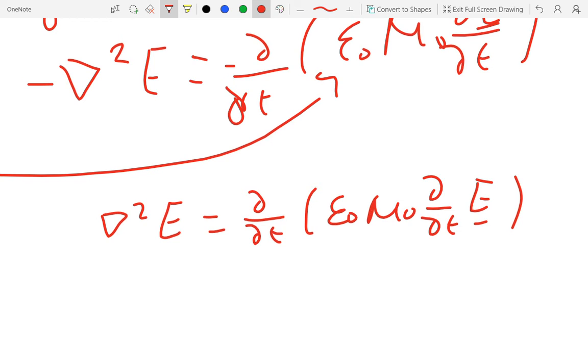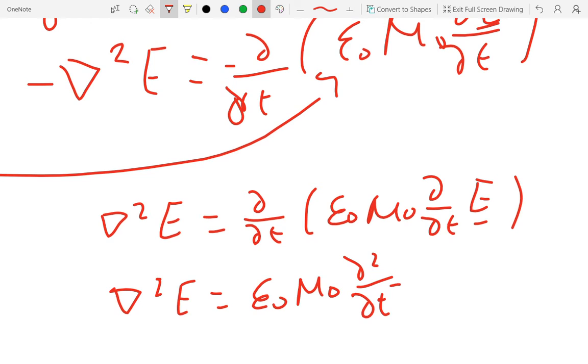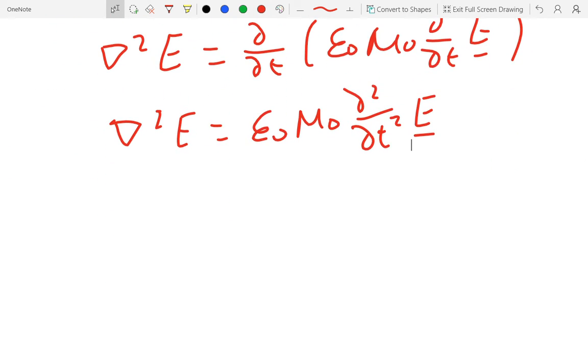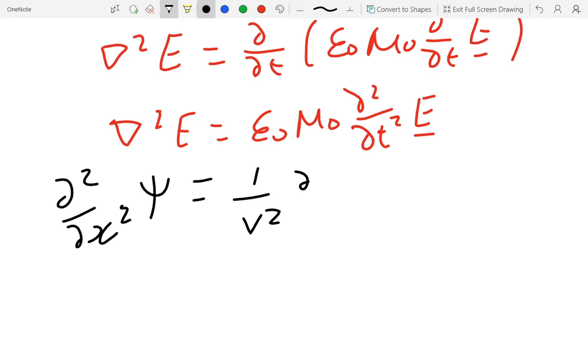And then we have del squared E equals, take out the epsilon naught and mu naught, d2 by dt squared E. And this is the form of the wave equation, because if you remember from the start, we had d2 by dx squared acting on some wave function equals 1 over v squared d2 by dt squared acting on the wave function.